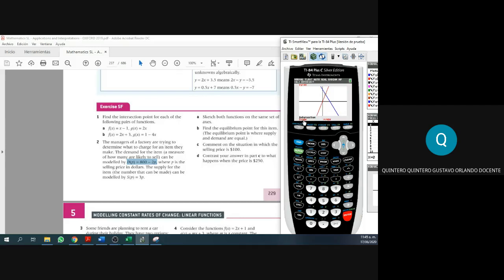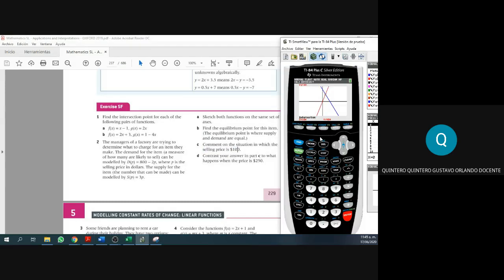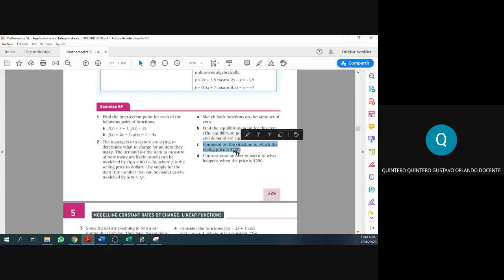So in X, we have 160. And in Y, we have 480. Okay, there we go. We have the intersection. Beautiful. C, let's go for question C. Comment on the situation in which the selling price is 100. What? The selling price is 100? What do you mean? Okay, we're going to comment on this in a while.